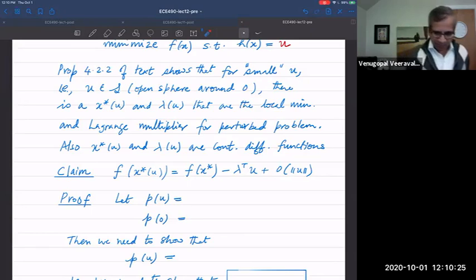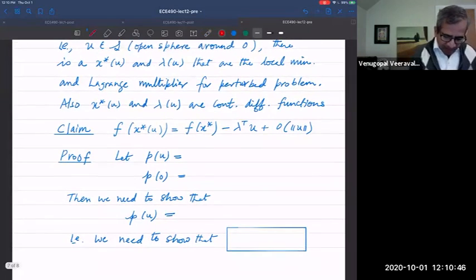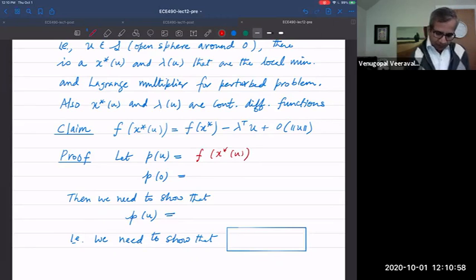So we're going to prove this. Again, to prove this, we are going to assume that x star of u and lambda of u are continuously differentiable functions, which is established in the book. I'm not going to go over that technically. To show this, let's define a function P. P of u is f at x star of u, the optimum value. So P of 0 is f at x star of 0, but there's no perturbation, so that's the same as x star.